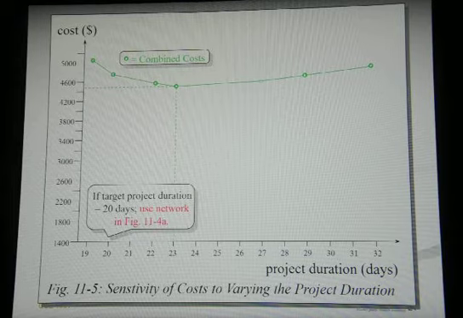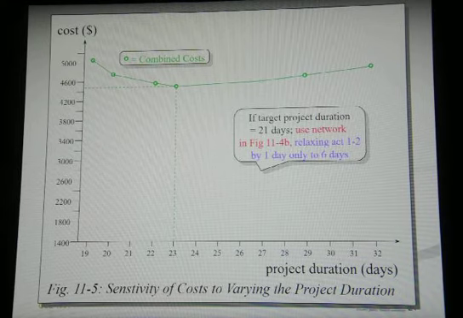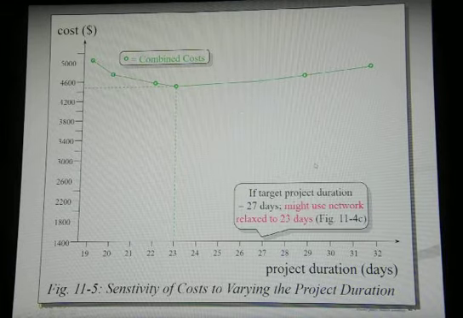If the target project duration is 20 days, use the network in figure 11.4. If the target project duration is 21 days, use the network in figure 11.4b. Relax activity 1 to 2 by 1 day only, to 6 days. So this is if we have a target project duration. However, if we are interested in finding the optimal duration and the optimal cost, this is where they both came from.